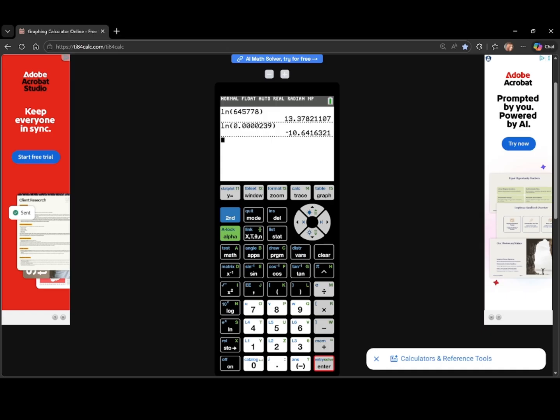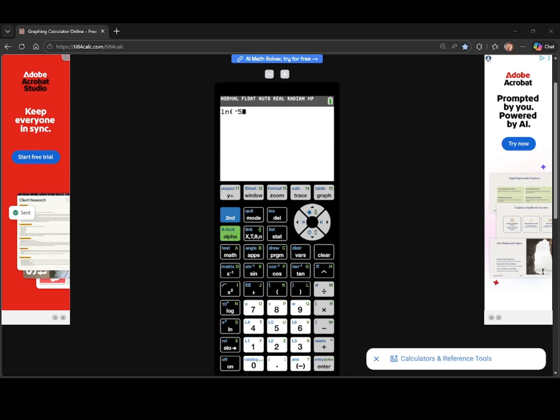All right, the next one asks for natural log of negative 5, which of course gives me an error. I cannot take the log of a negative number. So that was expected.